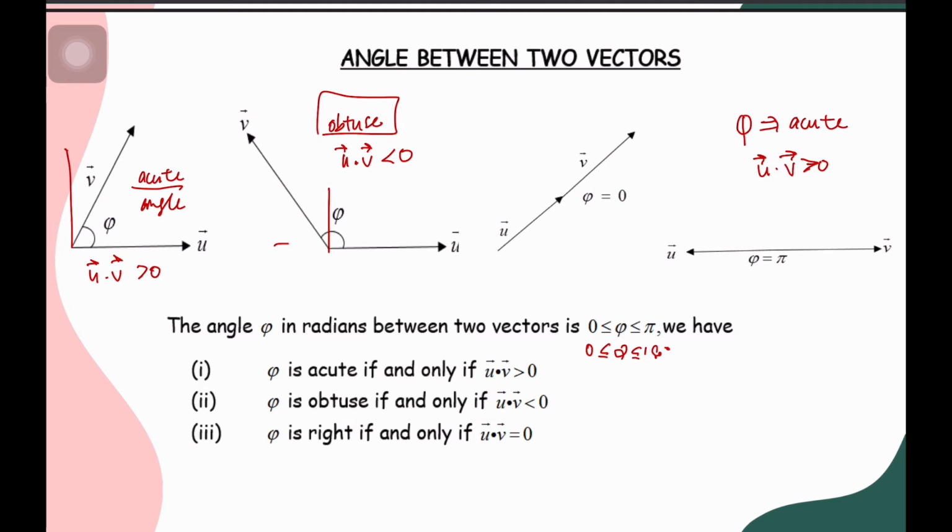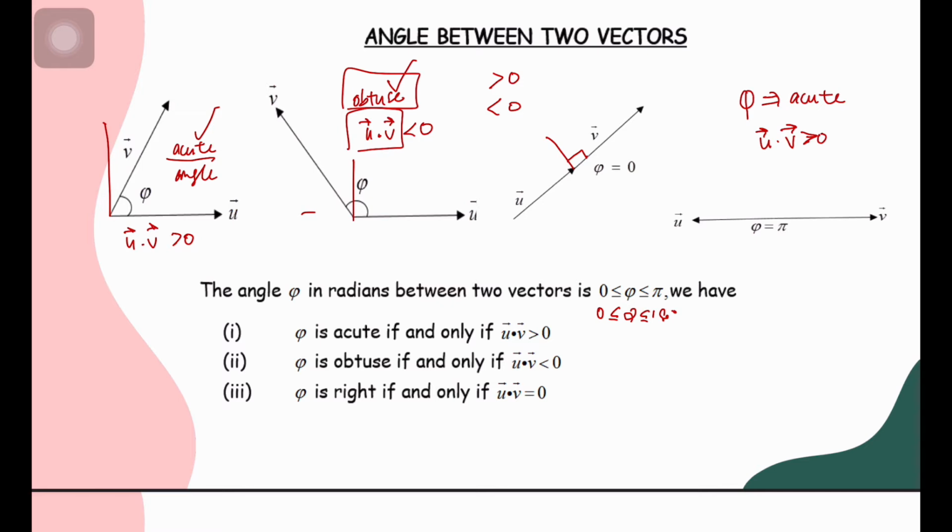Okay, so macam ni kita nak tahu kita punya angle tu obtuse ke acute, kita cari dot product. Kalau dot product greater than 0 maksudnya acute angle. Kalau dot product less than 0 maksudnya obtuse angle. Dan kalau dot product equal to 0 maksudnya right angle, which is 90 degree.